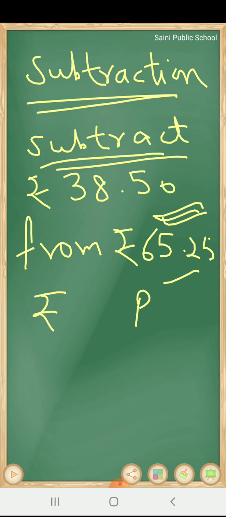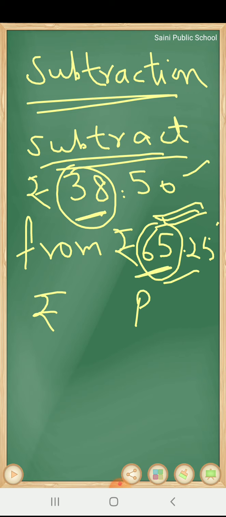First, for this you have to compare two numbers. We will compare the left number, the number on the left side of the decimal. We will not compare these numbers, we will compare these numbers because these are bigger units. These are rupees and these are paisas. So always we compare the numbers by bigger units.